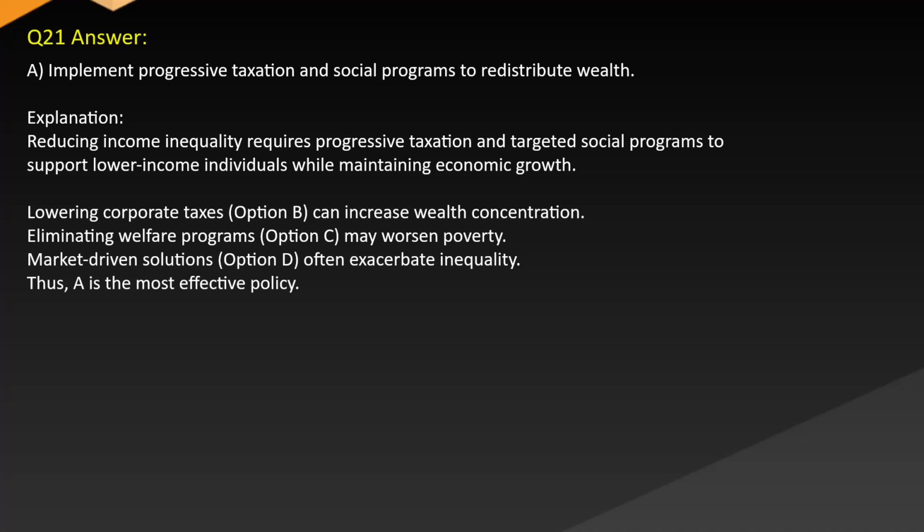Lowering corporate taxes, option B, can increase wealth concentration. Eliminating welfare programs, option C, may worsen poverty. Market-driven solutions, option D, often exacerbate inequality. Thus, A is the most effective policy.